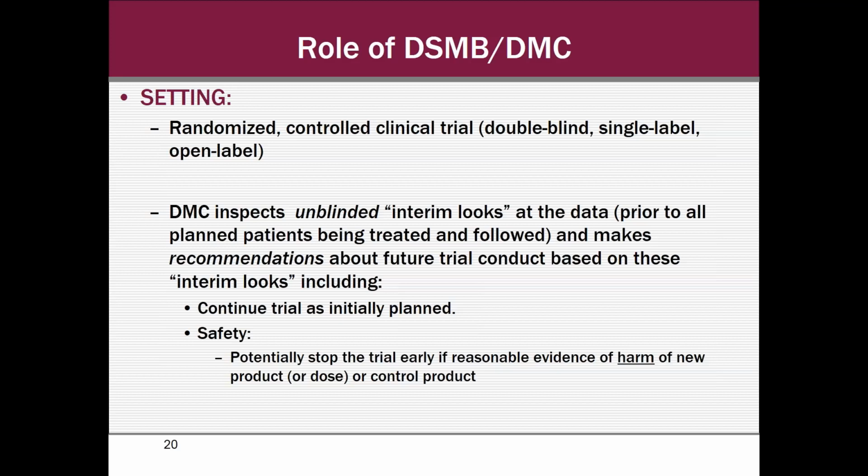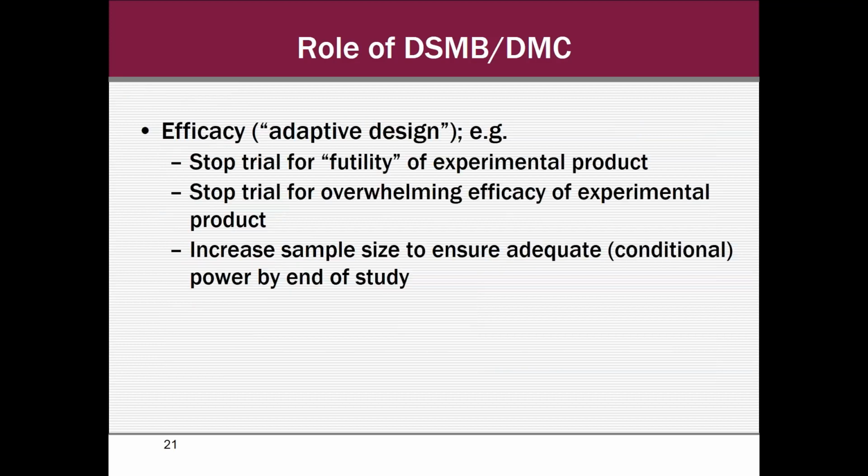Examples of some decisions could be simply to continue the trial as planned based on the interim analysis. But there could be safety concerns. For example, stop the trial early if there seems to be evidence of harm, especially of the new investigational product. From an efficacy perspective, in terms of interim looks at the data and the adaptive design, these are just examples of a few recommendations that can be made.